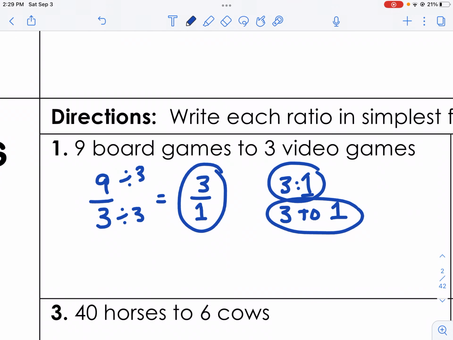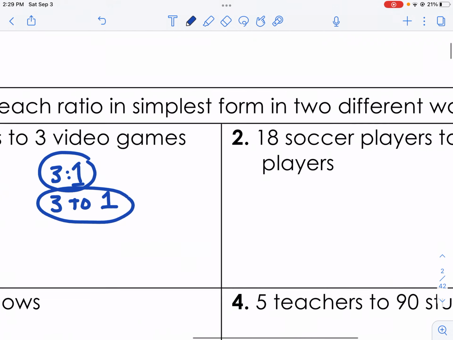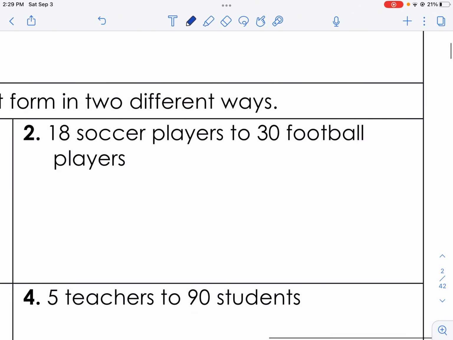Let's look at a problem like number 2. I'm going to show you a trick with number 2. So if you're looking at say the 10th grade, and we don't have football at Burke, but pretend that we did, and there were 18 soccer players in the 10th grade and 30 football players. What's the ratio of one to the other? So let's start with a fraction. And we do the numbers in order, by the way.